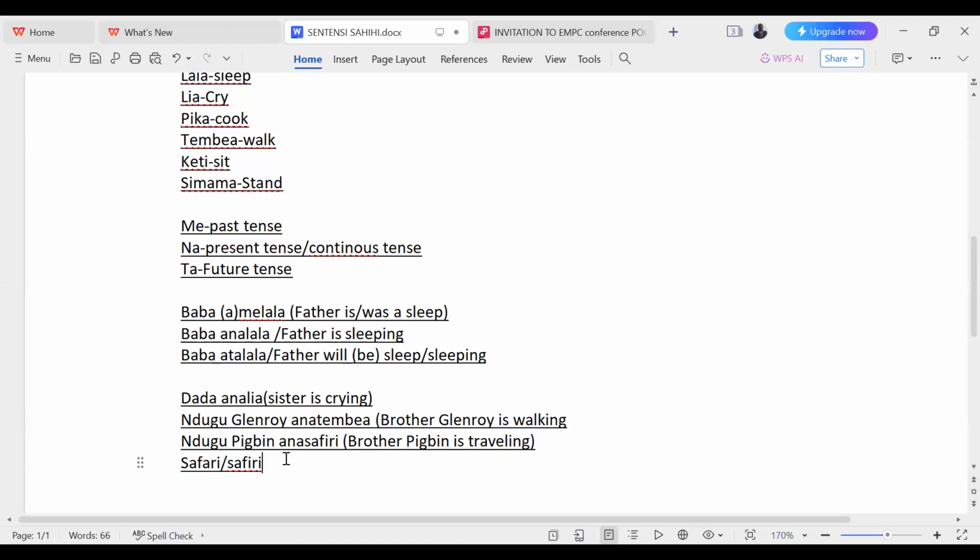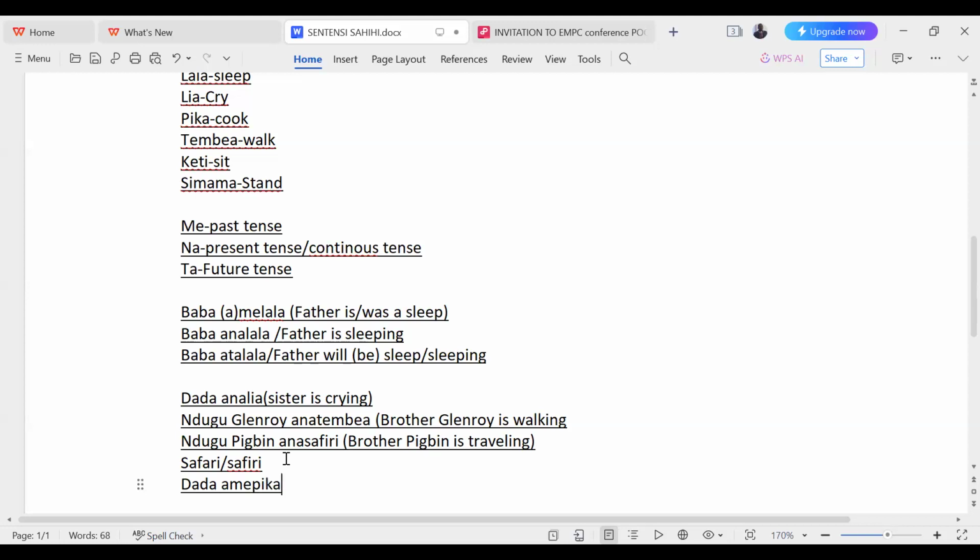Dada, and then pika. But I think there should be an ing on it. No, you bring an a before any of the past or present tense you have. So you use the word dada, a, then which one do you want to pick: me, na, or ta? I wanted to cook, so it will be me. Then you pick the verb, which is pika.